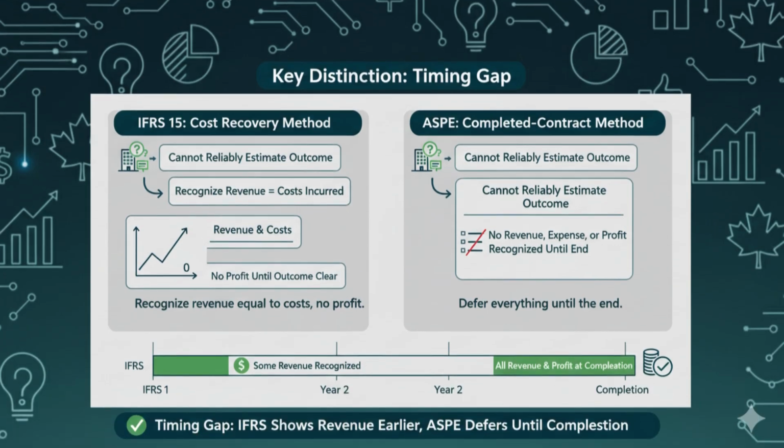So the key distinction is this: IFRS, cost recovery method, recognize revenue equal to costs, no profit. ASPE, completed contract method, defer everything until the end. This difference can create a timing gap between IFRS and ASPE reporting. Under IFRS, you'll see some revenue appear earlier, even if it's just matching costs. Under ASPE, nothing shows until the job is completely done. And with that, we've now covered the mechanics, the 4-step method, how to handle losses and modifications, and the key IFRS versus ASPE differences. Let's wrap this all up.